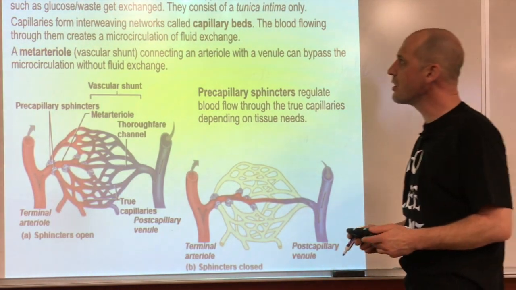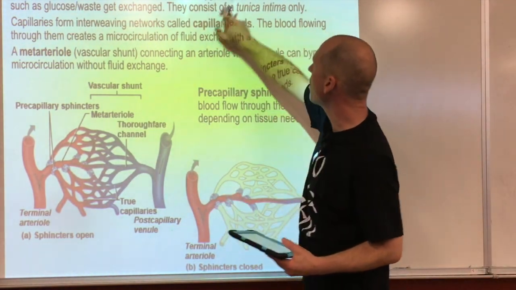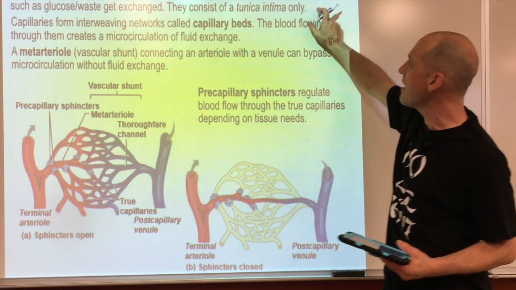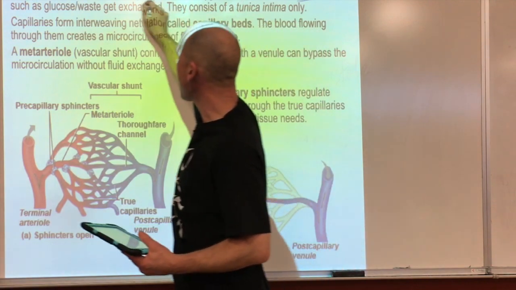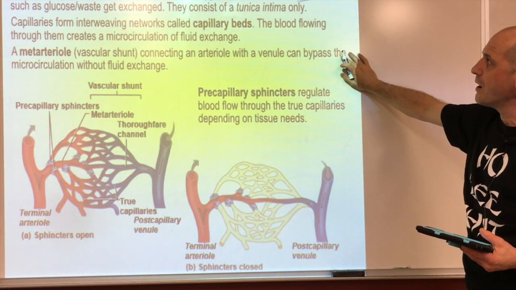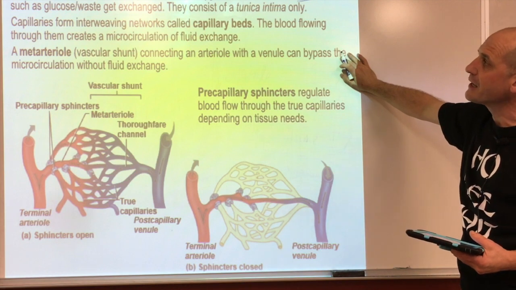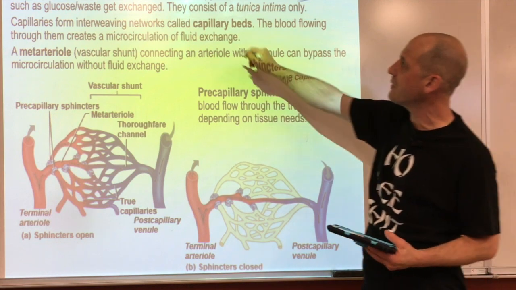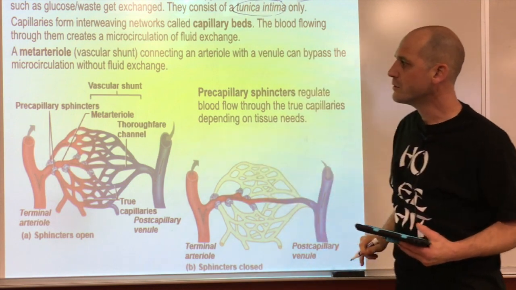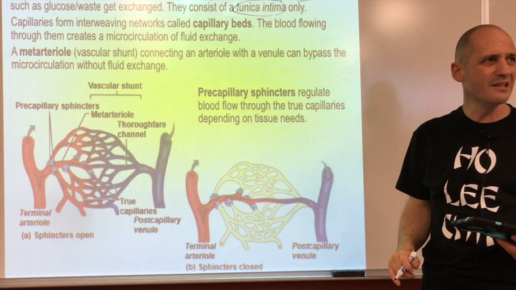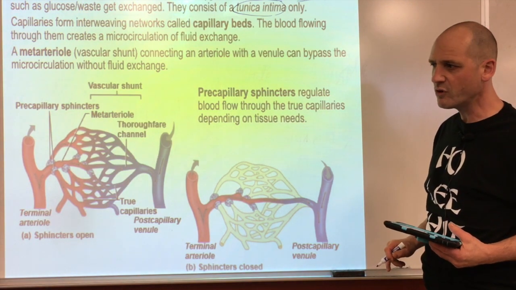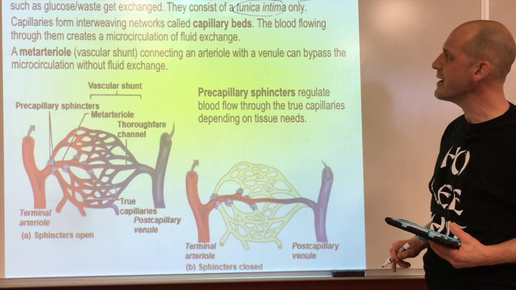And the capillaries are where gases such as oxygen or carbon dioxide, or substances such as glucose and waste, get exchanged. Basically, in capillaries, we only have a tunica intima. So that's very, very leaky. That's not stable in terms of keeping all the blood in. So you only have that endothelial layer.